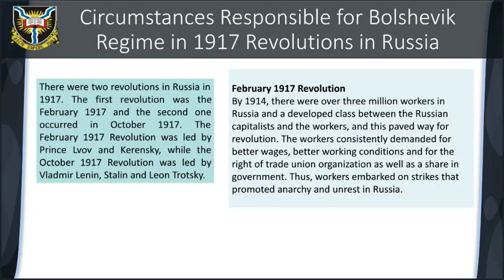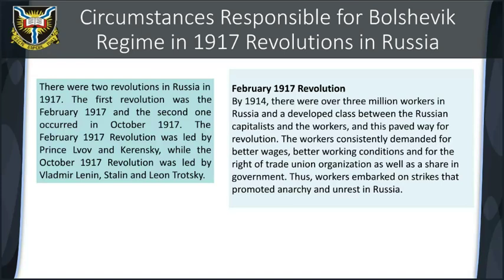Circumstances responsible for Bolshevik regime in 1917 revolutions in Russia. There were two revolutions in Russia in 1917. The first revolution was the February 1917, and the second one occurred in October 1917. The February 1917 revolution was led by Prince Lvov and Kerensky, while the October 1917 revolution was led by Vladimir Lenin, Stalin, and Leon Trotsky.